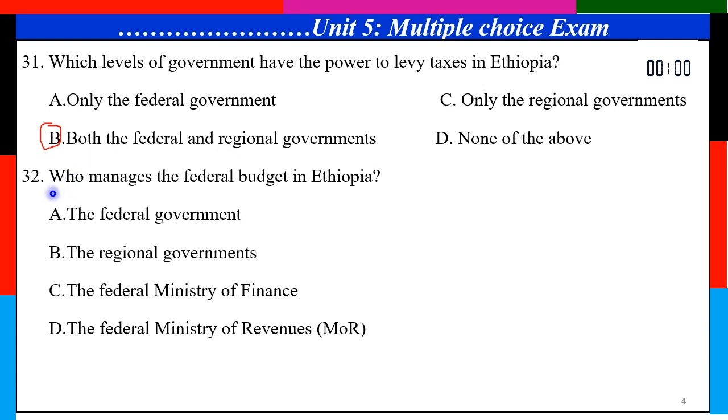Okay, question number 32. Who manages the federal budget in Ethiopia? A. Federal government. B. Regional governments. C. Federal Ministry of Finance. D. Federal Ministry of Revenue.